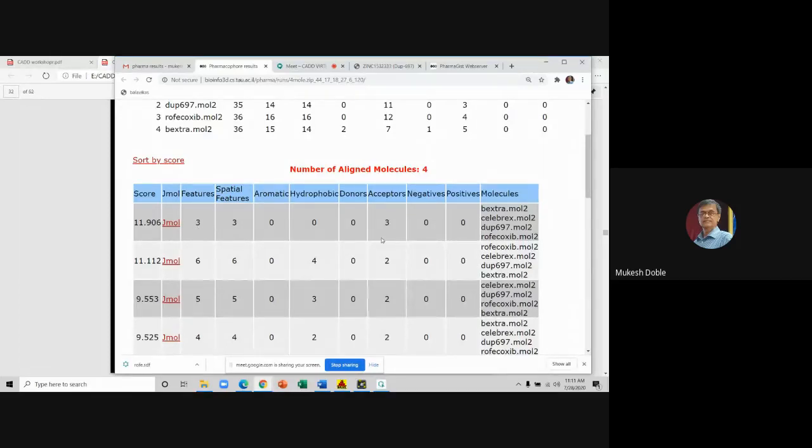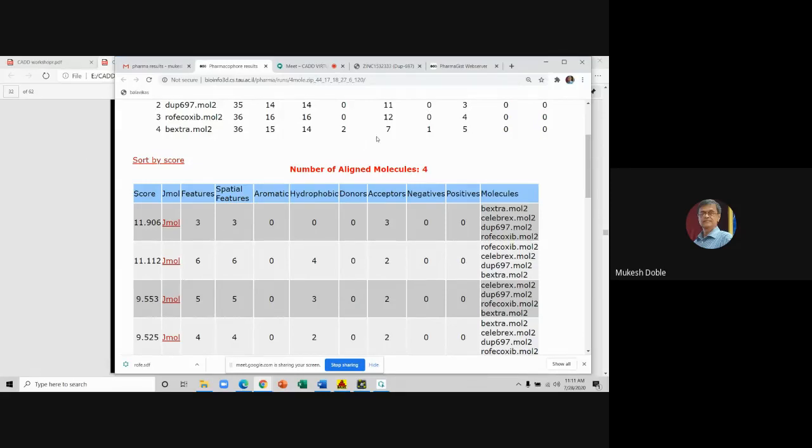Okay, so it has identified 3 acceptors which is common between all the 4 molecules, with the score of 11.9. We can even take this other one because 11.1 is not very far from 11.9, but it has identified 6 features there, 4 hydrophobic groups and 2 acceptors. The more features there are, the more you are restricting, and when you start searching for molecules, you will see a much smaller number of candidates. With fewer features, you will find more candidates.